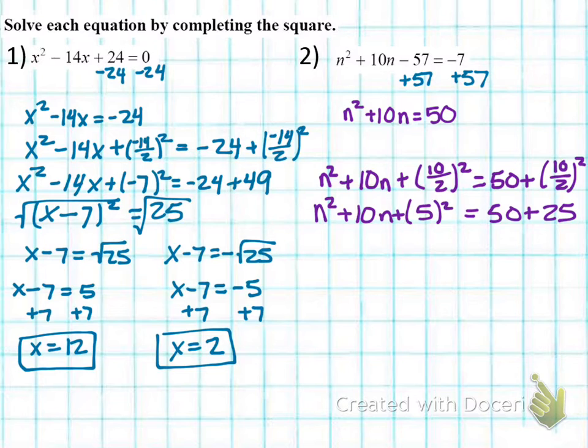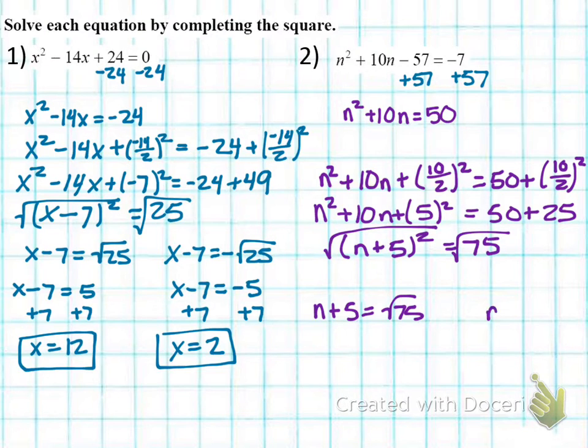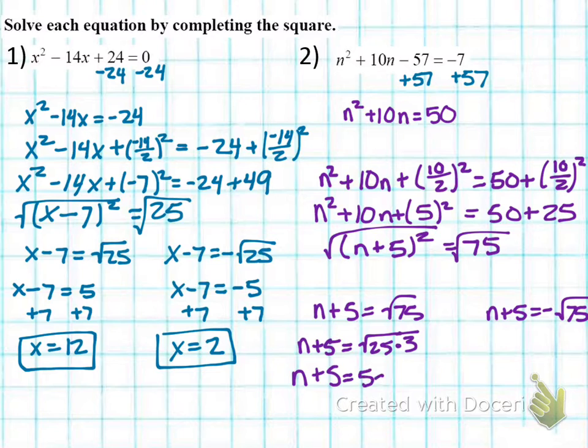Okay. Then I can get my binomial squared from the left side. I know that's just going to be n plus 5 all squared. And then this 50 plus 25 will just give me 75. Okay, then I'm taking the square root of both sides and setting up my two equations. So the equal to the positive square root, equal to the negative square root. Square root of 75 I can rewrite as the square root of 25 times 3. That 25 comes out as a 5, right? So this is just n plus 5 equals 5 root 3.